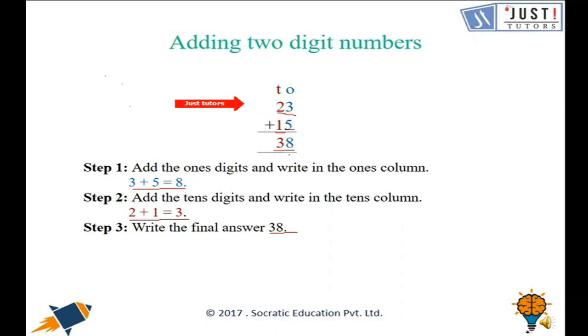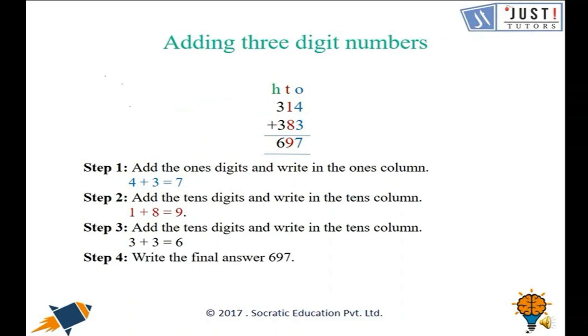Now let's move forward and try adding 3-digit numbers. Well, it is just like adding 2-digit numbers. We have to add the ones, the tens, and then we will move forward and add the hundreds. So let's get started with the question. So step 1 is adding the ones digit. So the ones digit are 4 and 3. Therefore, 4 add 3 makes a 7, so we will put 7 in the ones column.